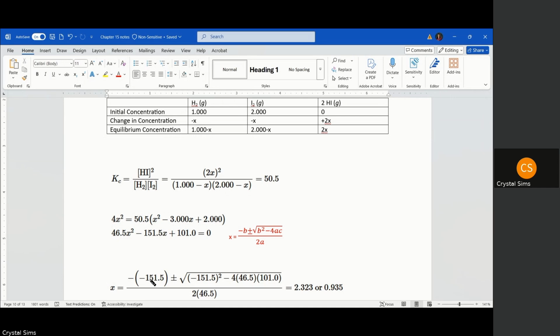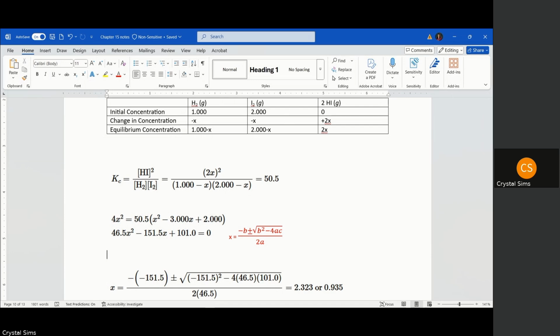So here's what I've got. Here is b, negative, and because the sign comes with it, so negative 151.5. Put that negative in front, okay? Plus or minus my square root, b squared minus 4 times a times c. And I'm going to divide that whole thing by 2 times a.